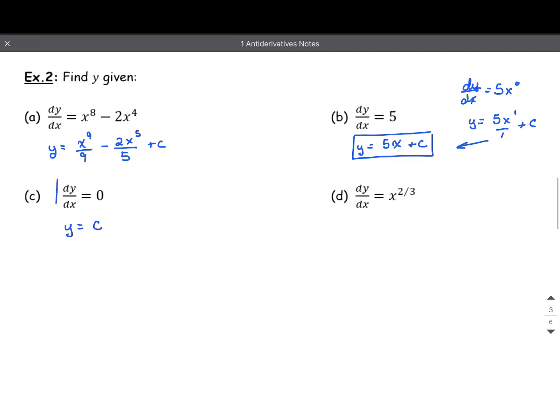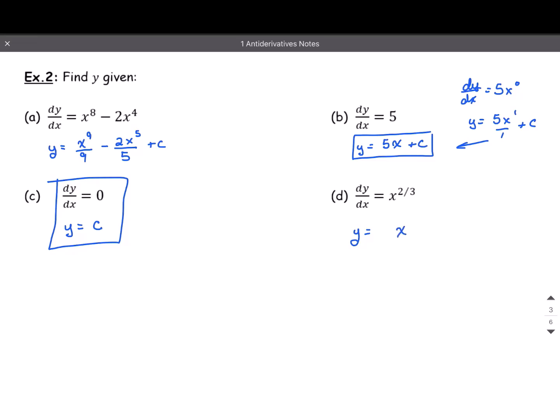That's it. And that's a good rule of thumb there, that if dy/dx is 0, then the antiderivative is y equals a constant. Now we have dy/dx equals x to the 2/3. So what has a derivative dy/dx? That's y. Now x to the 2/3, I'm going to leave a little space.